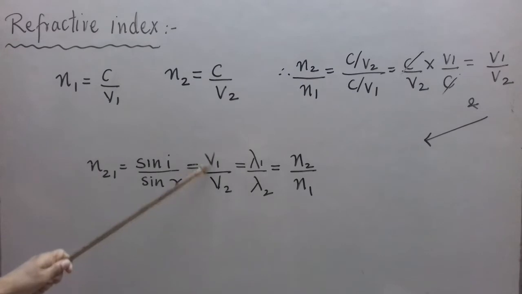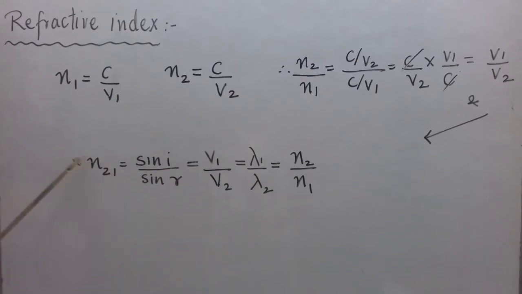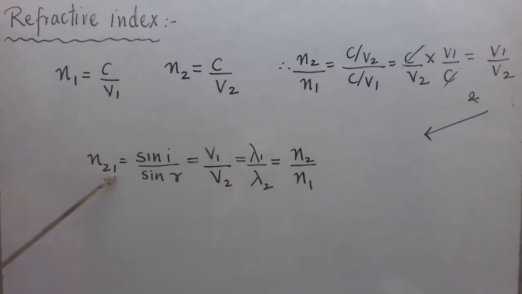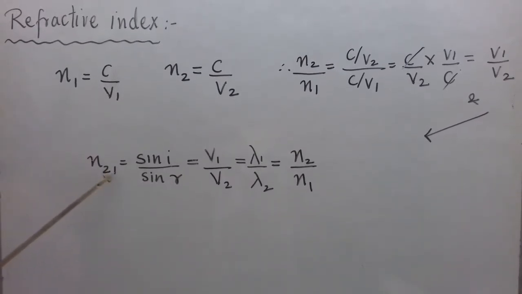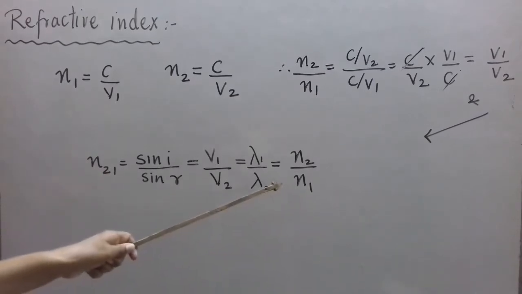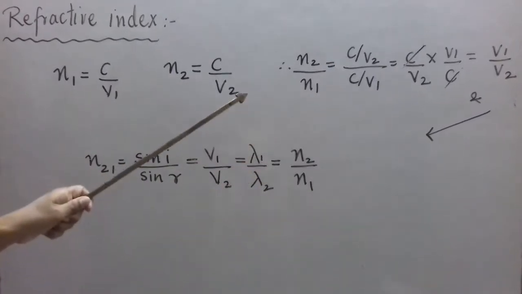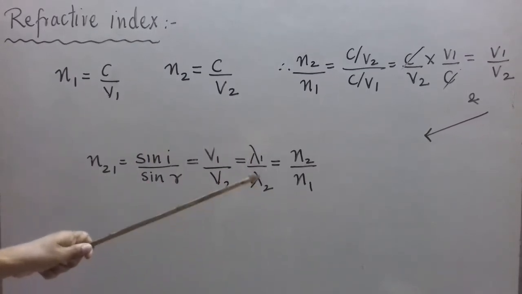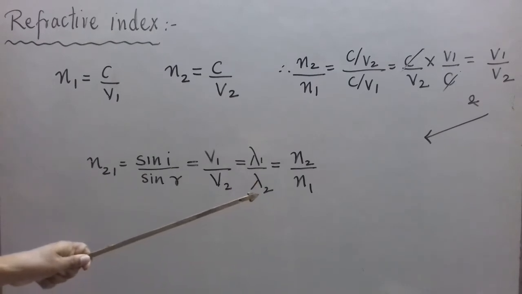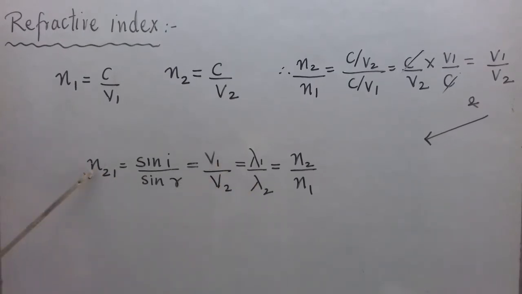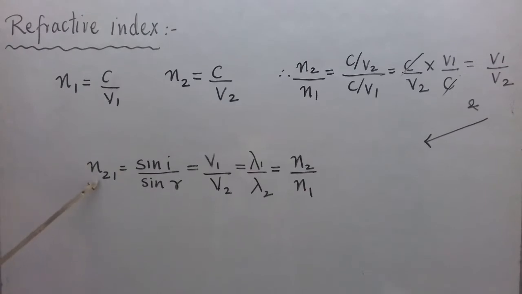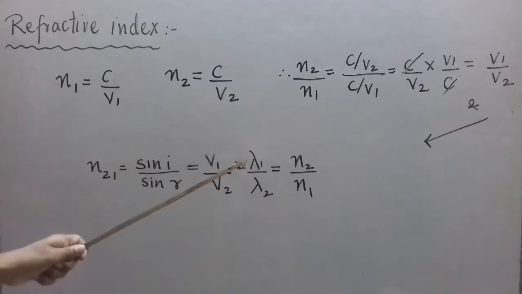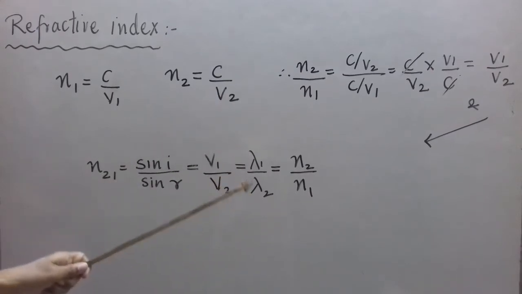But v1 upon v2 is what? n21. So now we have got one more expression for n21. n21, that is the refractive index of medium 2 with respect to 1, is also equal to the ratio of the absolute refractive index of medium 2 to the absolute refractive index of medium 1. I can avoid the term absolute and simply say that the refractive index of the second medium with respect to the first medium is the ratio of the refractive index of the second medium to the refractive index of the first medium.